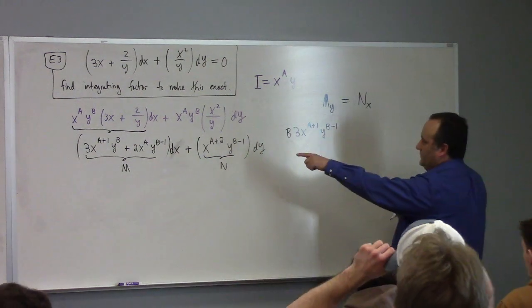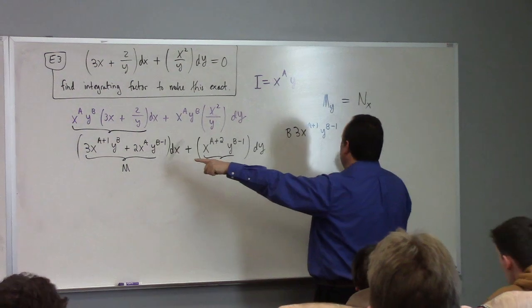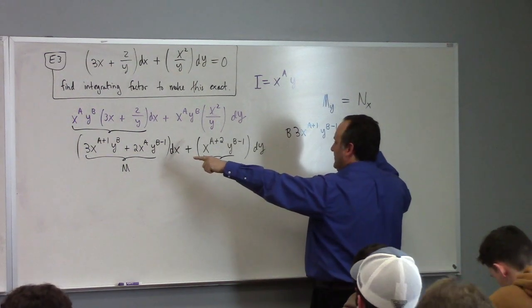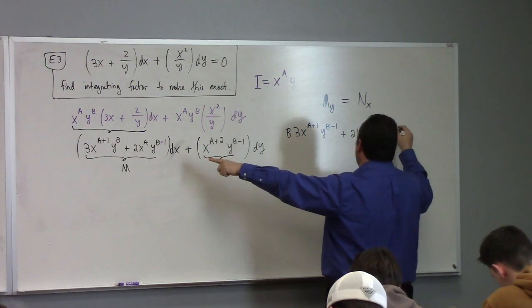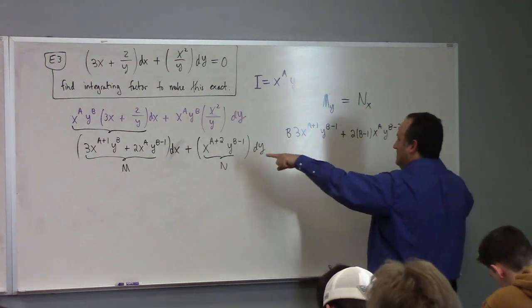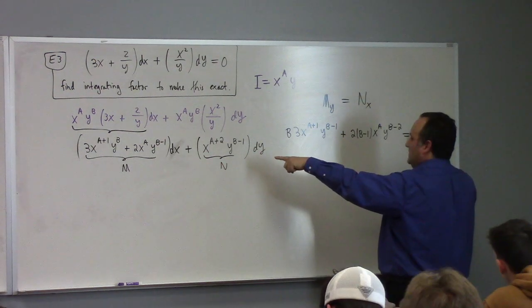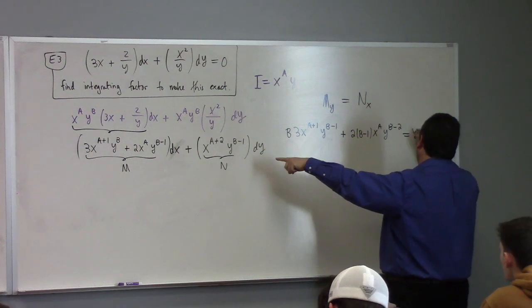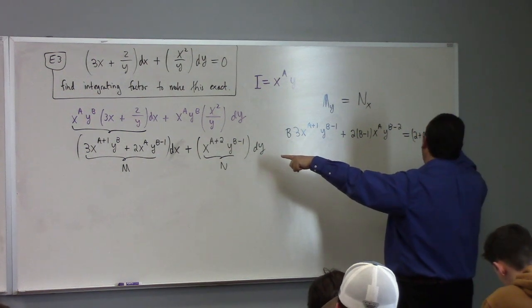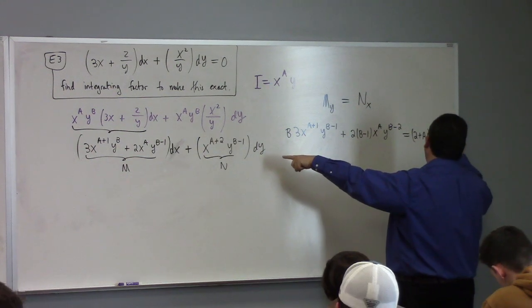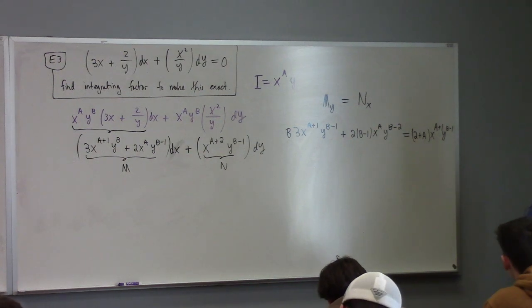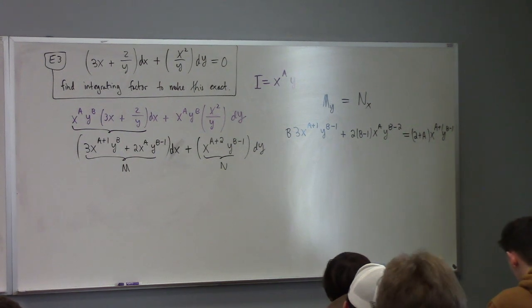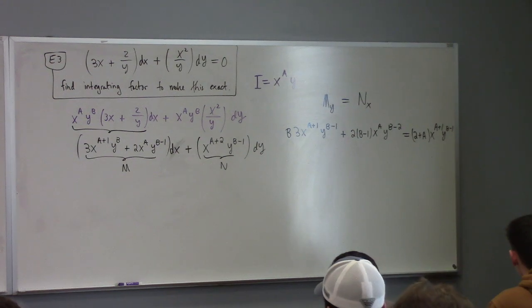So the partial derivative with respect to y brings down a b from the y to the b minus 1, and then I get plus 2 times b minus 1 x to the a y to the b minus 2. Now differentiating N sub x is a little bit easier. That is 2 plus a, x to the a plus 1, y to the b minus 1. Double check me: did I partially differentiate correctly, I hope?